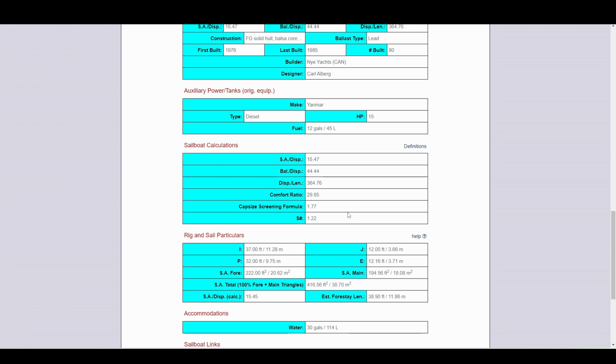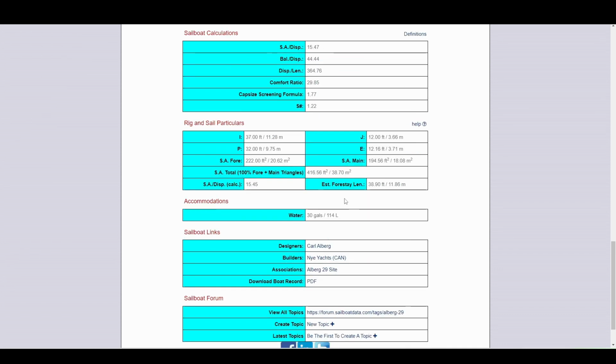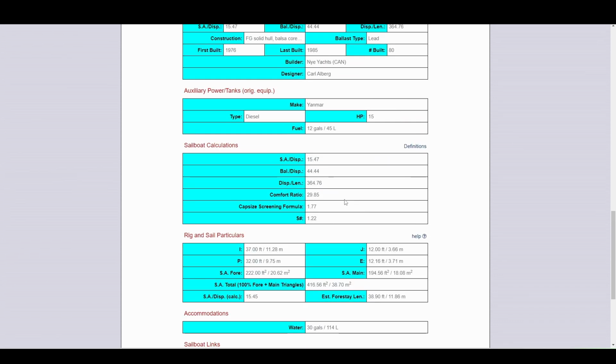Sometimes it can be shown here. Unfortunately, there's no way to filter it out, and some boats have it. Most boats don't. So it depends on what boat you select. You see the engine type. Some of the calculations, sail area to displacement, ballast displacement, and so on.